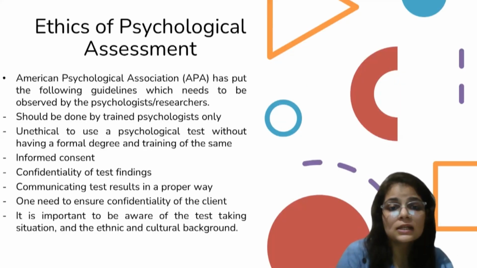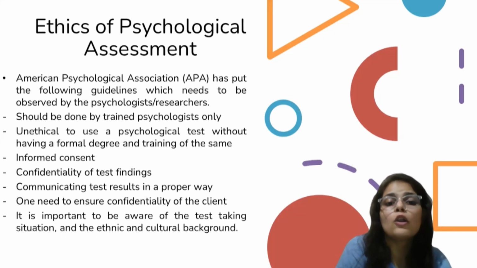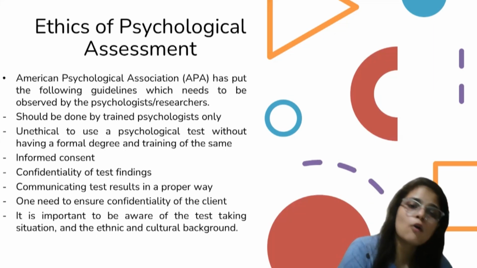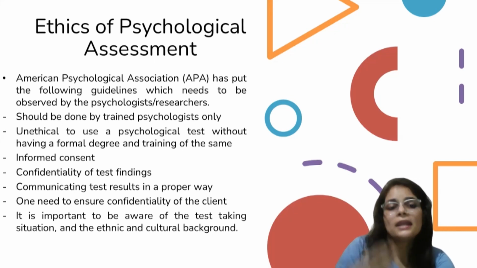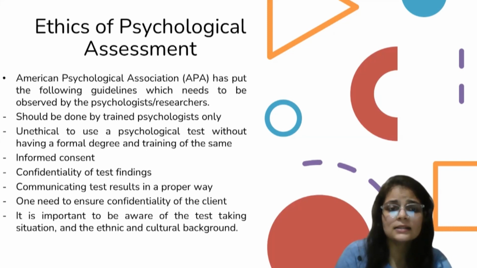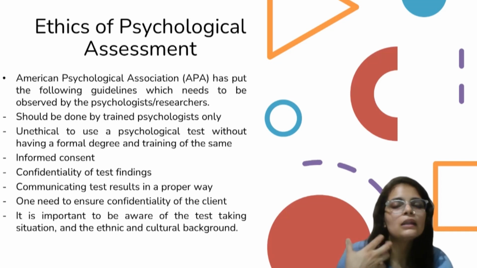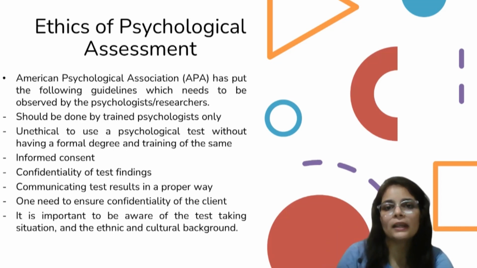The American Psychological Association, APA, has put forward the following guidelines which need to be observed by psychologists or researchers before they administer any test. So what are these ethics? Psychological assessment should be done by trained psychologists only. It can be understood this way: we want a person with training to interpret our blood report or any kind of physical examination report. We would not trust an individual without training to assess our medical reports. So psychological assessment should be done only by trained psychologists.